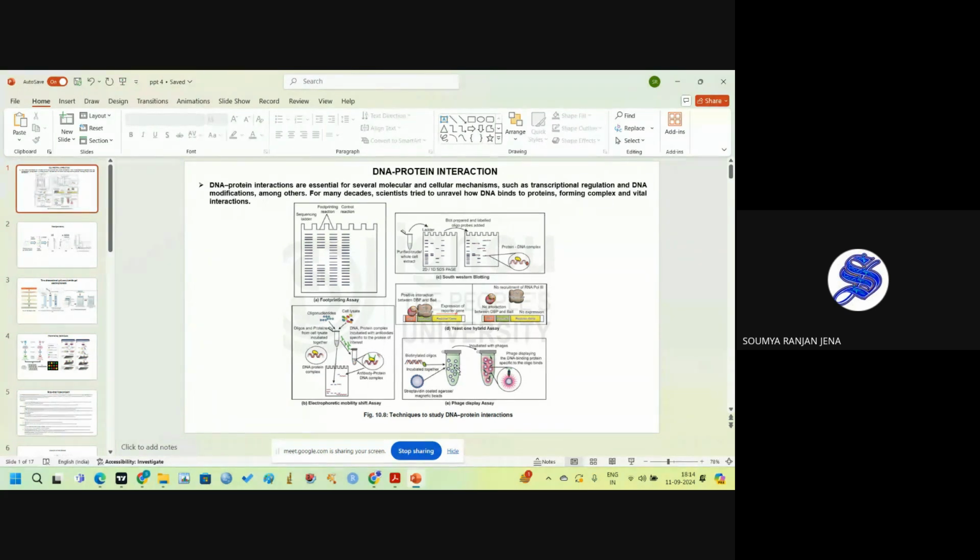And in the yeast one hybrid system, this one hybrid screening in yeast is a powerful method to rapidly identify heterologous transcription factors that can interact with a specific regulatory DNA sequence of interest, that is the bait, and this is the bait and prey model.